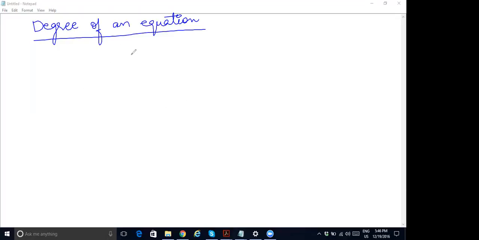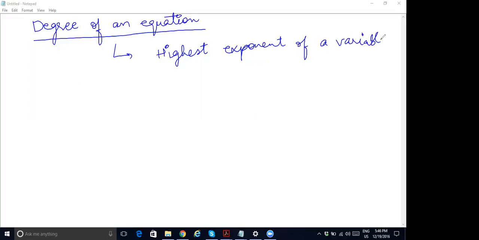Degree of an equation is the highest exponent of a variable in any term of an equation.